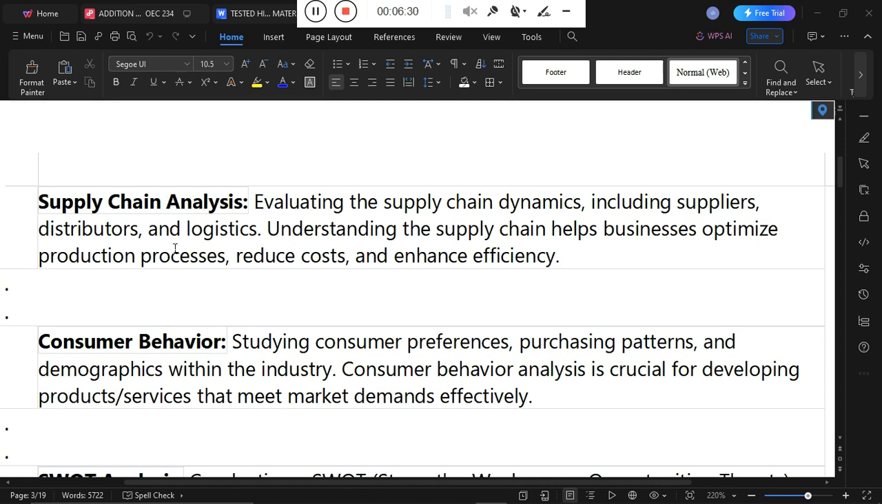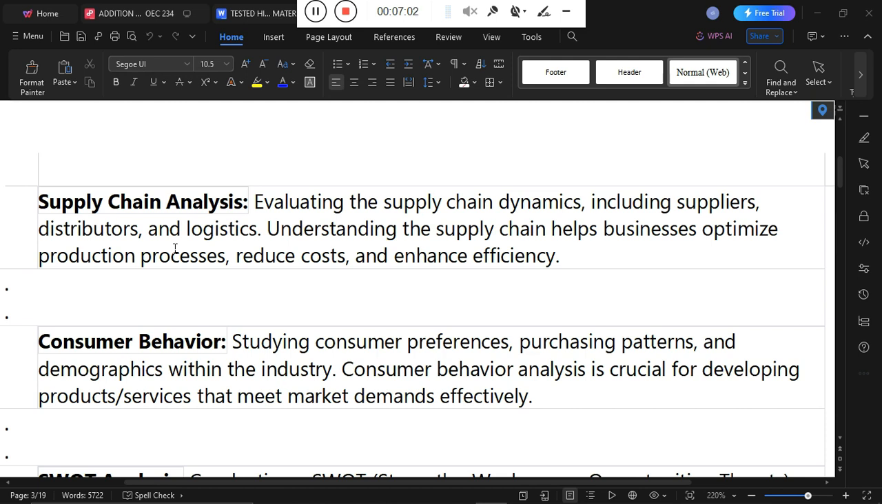Another key component in industrial analysis is the supply chain analysis. Evaluating the supply chain is a key issue identified through industrial analysis. This includes suppliers, distributors, and logistics. If we understand the supply chain, this helps many businesses to optimize the production process, to reduce cost, and to enhance efficiency. So efficiency is achieved with the supply chain analysis.